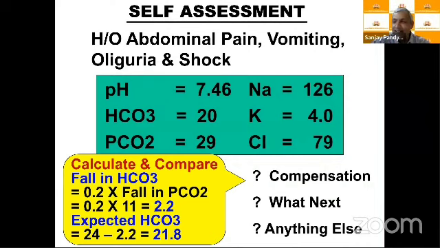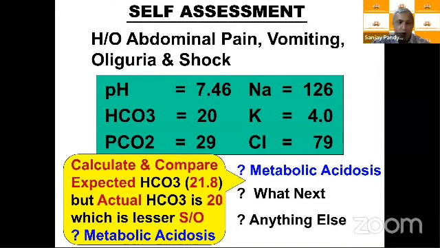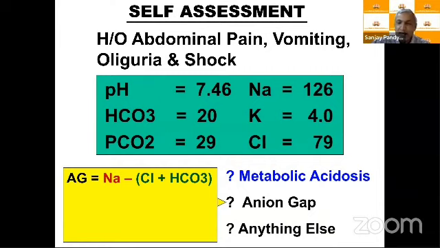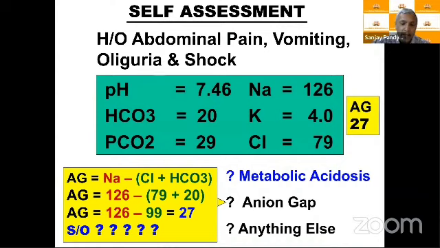So expected bicarbonate is 21.8, and actual bicarbonate is how much? 20. So little lesser, and when bicarbonate is little lesser, it is roughly suggestive of what? Not diagnostic. Metabolic acidosis. Yes, so we are suspecting that it could be metabolic acidosis. So now what next? Anion gap. Yes. So now comes the anion gap. And anion gap is sodium minus total of chloride plus bicarbonate. So how much is the anion gap here? 27. Yes. Anion gap is 27, which is totally normal.